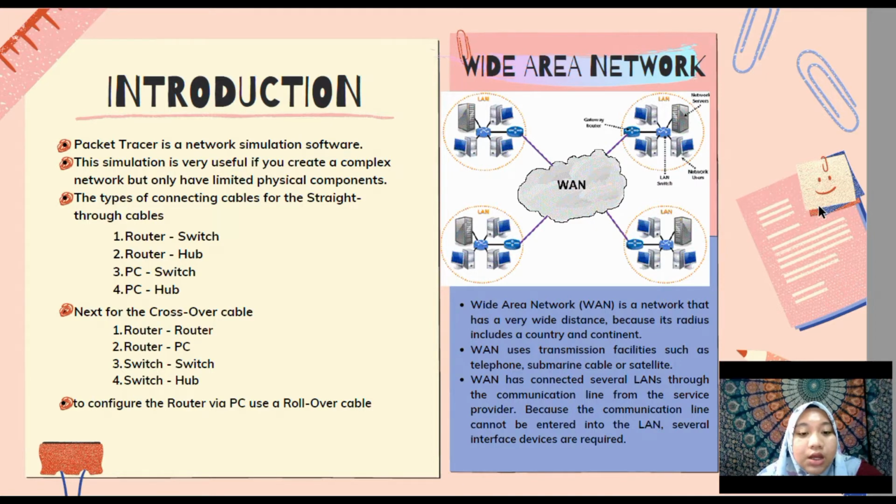WAN is divided into several types, including leased line, circuit switching, and packet switching. Finally, WAN means that everyone in this network can use the same data, and it is a large or extensive network system that can reach across countries and even continents.